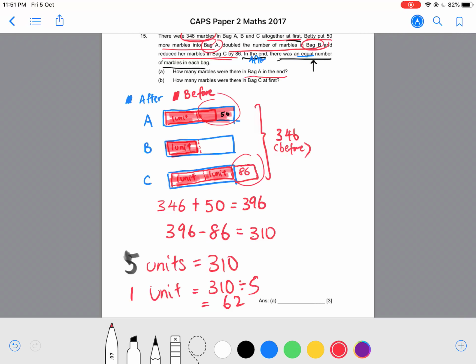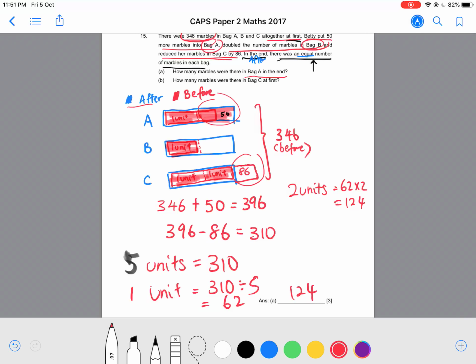So the question is how many in bag A at first? In the end, in the end will be the blue color, 2 units, right? So 2 units would be 62 times 2, 124. So that's for part A. How many in bag C at first? Bag C will be 2 units.